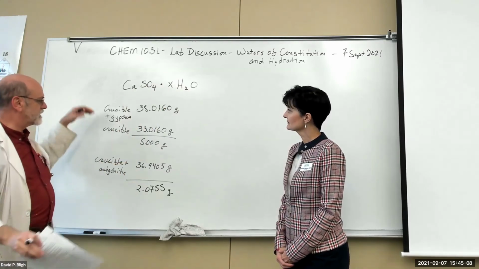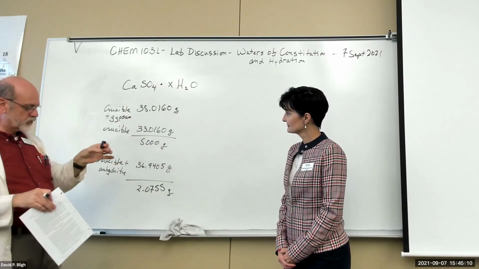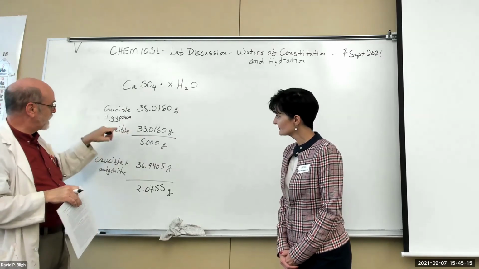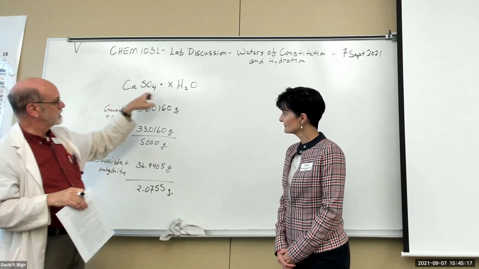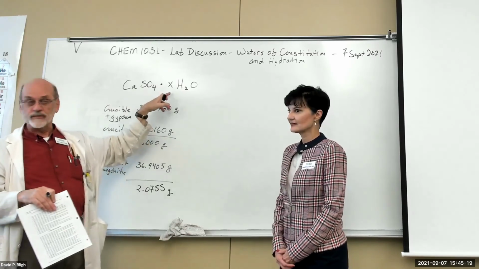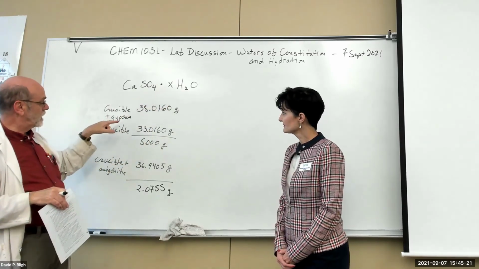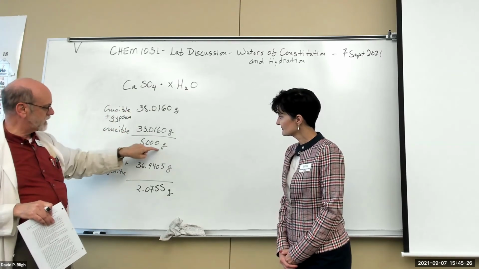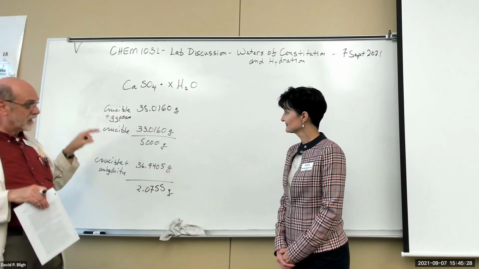So this is the data set that we were given. We have this crucible that we've weighed. Here's the weight. And then we add some of this gypsum, which is the water containing compound, to that crucible and weigh it again. So now by subtraction, we can find out how much of that gypsum is in there. Okay. Then we're going to heat it up.